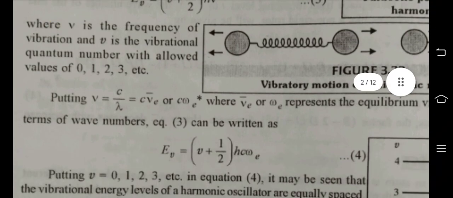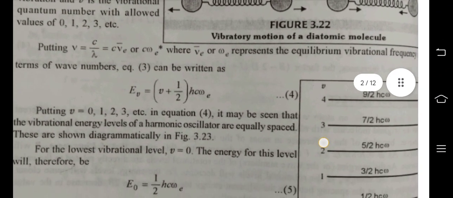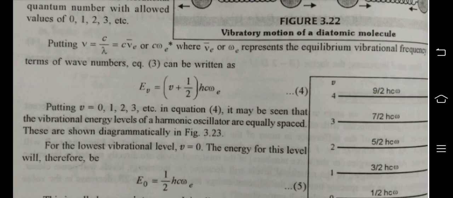Putting nu is equal to c upon lambda, which is further equal to c into nu bar or c omega, where nu bar or omega represents the equilibrium vibrational frequency in terms of wave numbers, it can be written as E is equal to (v plus half) hc omega e. Putting v is equal to 0, 1, 2, 3 in equation 4, it may be seen that the vibrational energy levels of a harmonic oscillator are equally spaced.